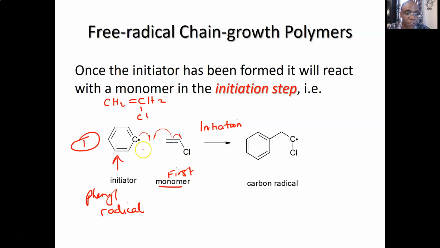Initiation step. So your phenyl radical, which is the R dot radical initiator, will open up the pi bond of the vinyl group, because I told you chain growth most likely works with vinyl containing compounds. A vinyl is just a double bond between two carbons. Okay, that's a vinyl.